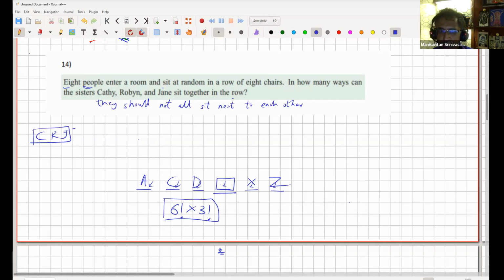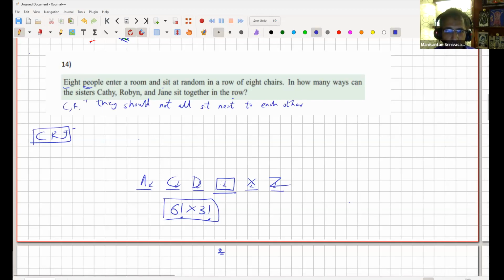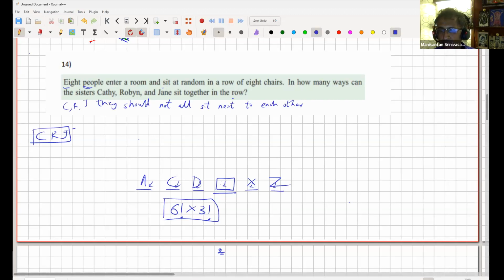I'll ask Suhani to explain. What does this mean to you? In how many ways can they sit such that these 3, I'm talking about C, R, and J, should not all sit next to each other. Suhani, can you take this?